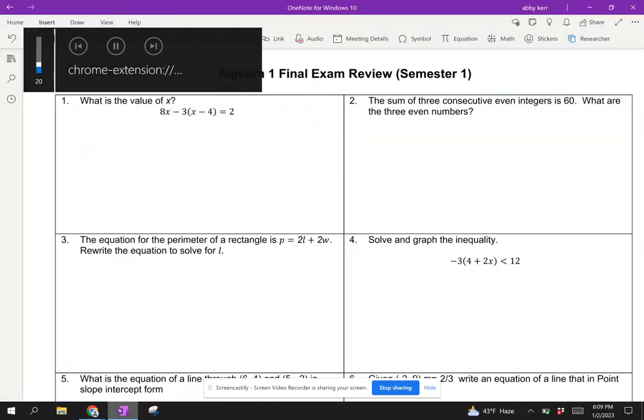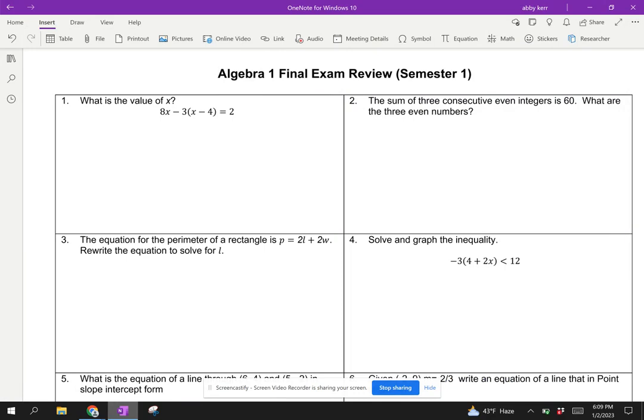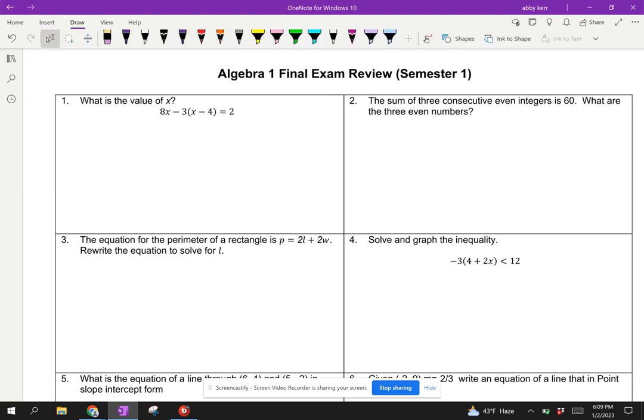In this video, we will be going over the Algebra 1 final exam review for semester 1. So the first thing we want to do is, it says what is the value of x? So that means we are going to solve for x. So we want to distribute, and you want to be mindful that the negative is attached to the 3, and that is what we are going to distribute.